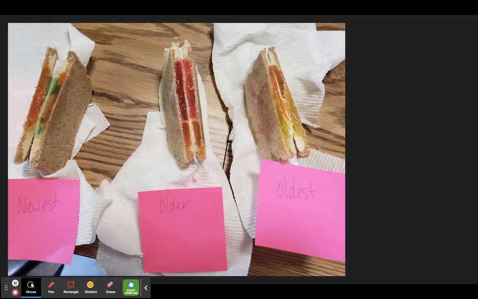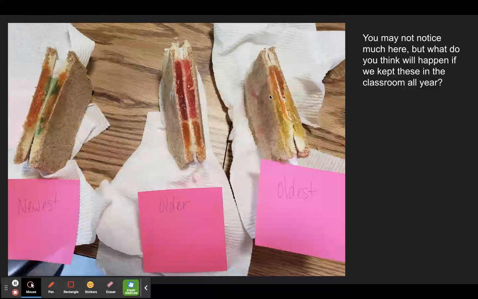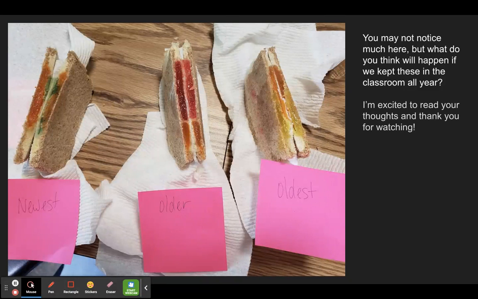All right, I cut these up for you as well. You notice it's kind of hard to tell, but you see how these layers are a little thicker on the newer one versus the older one? And again, that's because of the pressure. You may not notice much here, but what do you think will happen if we kept these in the classroom all year? I'm excited to hear your thoughts. I'm excited to read your thoughts.